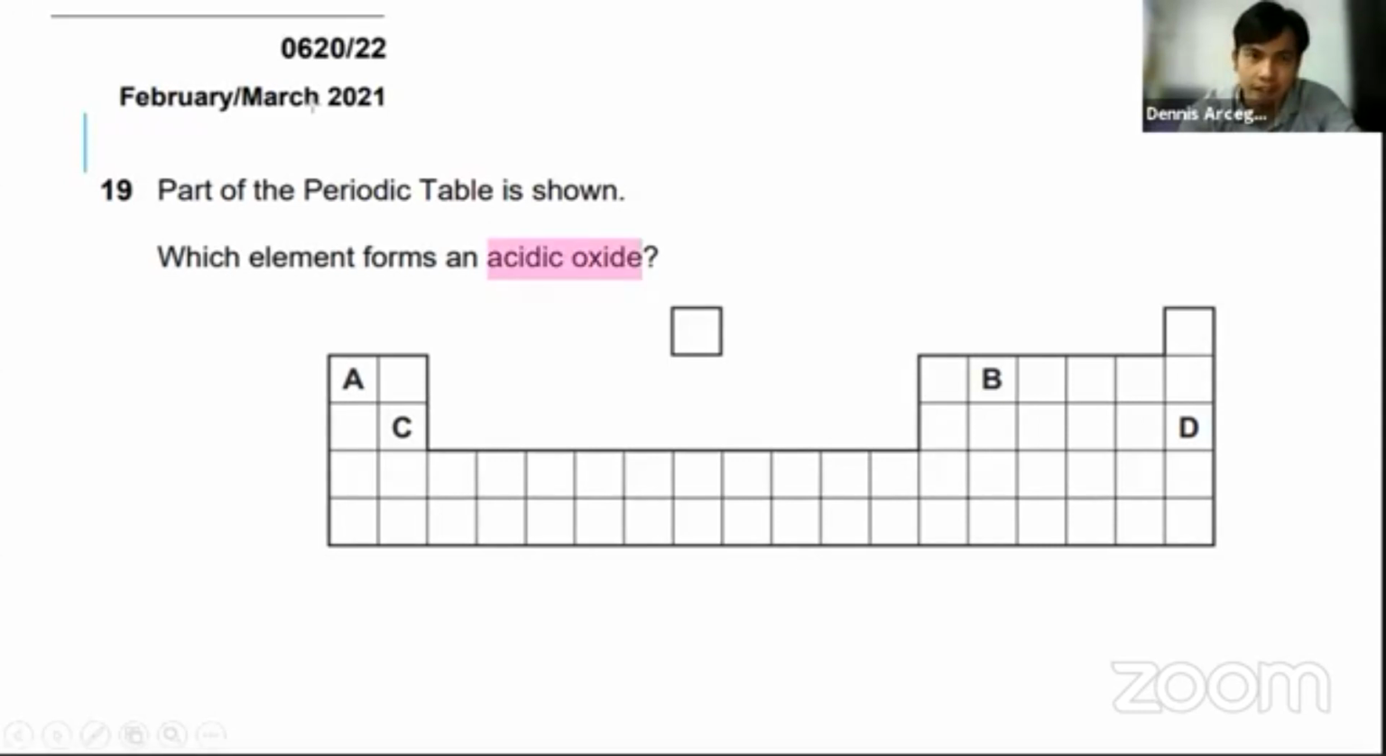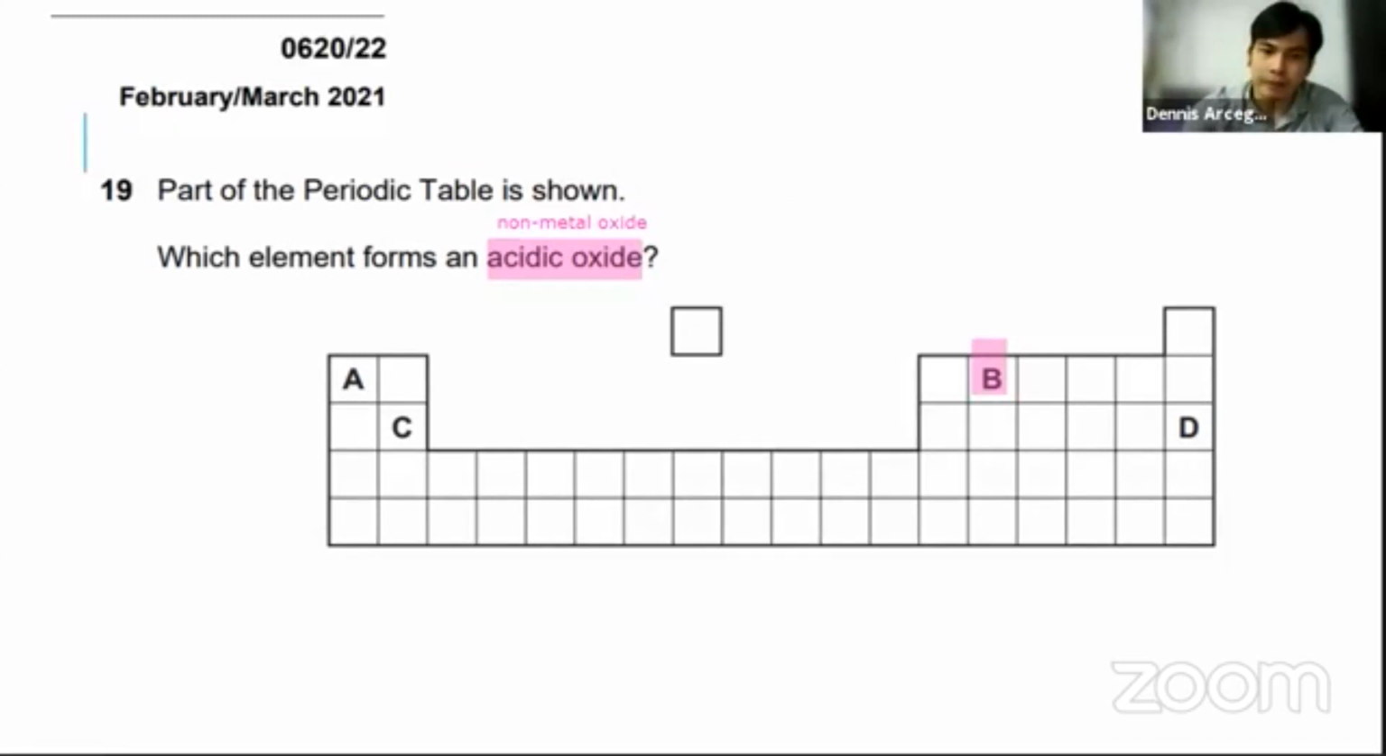So of course, acidic oxides are non-metal, so it should be a non-metal oxide. Non-metal oxide. So what is this one? Non-metal oxide. Okay, so that is letter B. Very good, because B is a non-metal. Okay, so it's just like that.